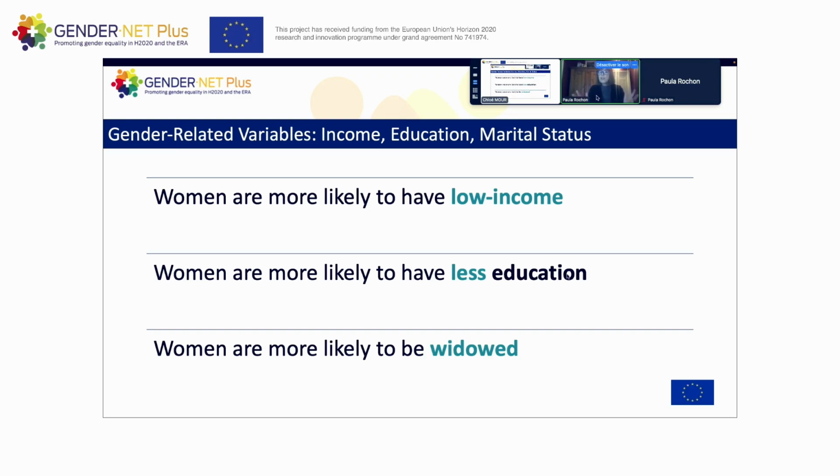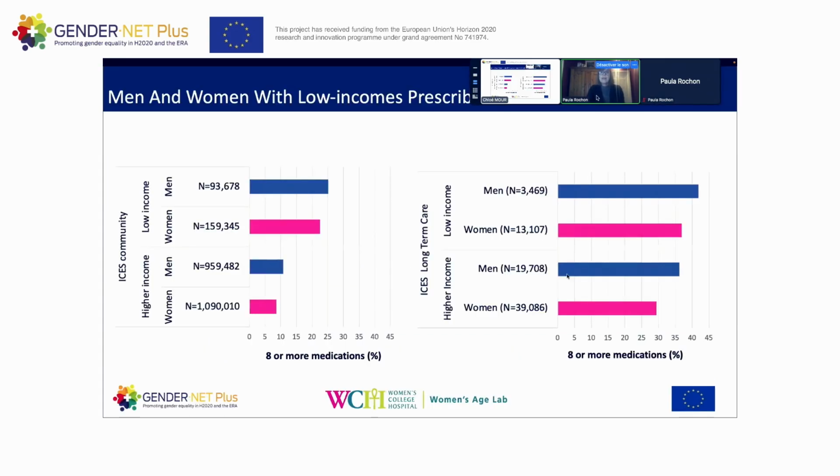But here's what we found. No matter which data set we looked at, women were more likely to have low income, women were more likely to have less education, and women were more likely to be widowed. All of these things would potentially disadvantage them. Look at some of our data sources.